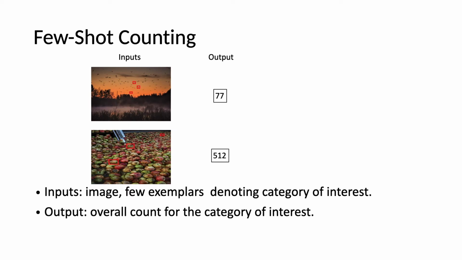In this paper, we propose a new counting task called few-shot counting, which when solved would allow us to generalize to any new visual category based on only a few labeled examples. Let's make the task more concrete. So the input is an image along with a set of bounding boxes denoting the object of interest to be counted, and the output is the overall number of objects of interest present in the input image.